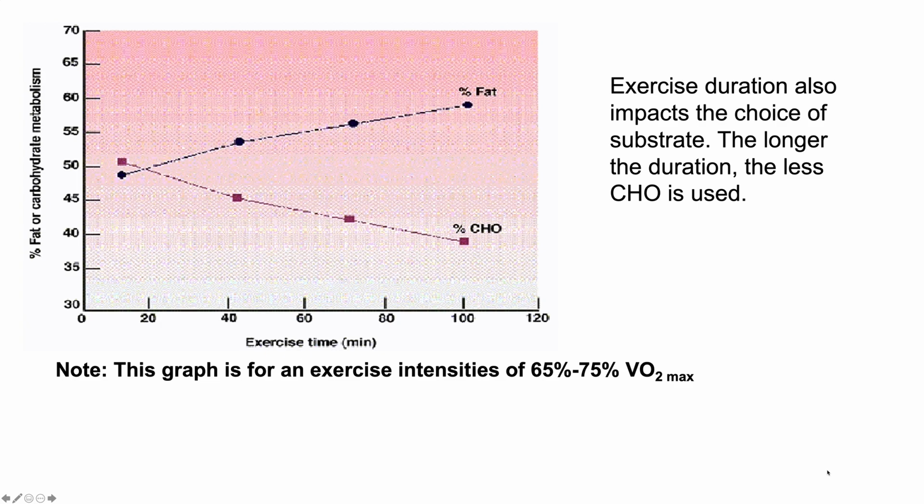Next is duration. It says exercise duration also impacts the choice of substrate. You can see right here, percent fat used and carbohydrate used. The longer we go, well, we use more fats a lot longer in exercise than carbohydrates. The reason being, it says the longer the duration, the less the carbohydrates used. And why is that? The reason being is that we run out of glycogen. Okay, the longer we go, we start to become more reliant upon fat because we just run out of glycogen. And you can see this intensity is for 65 to 75% VO2 max.